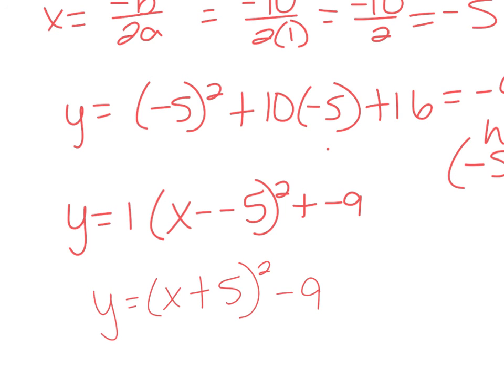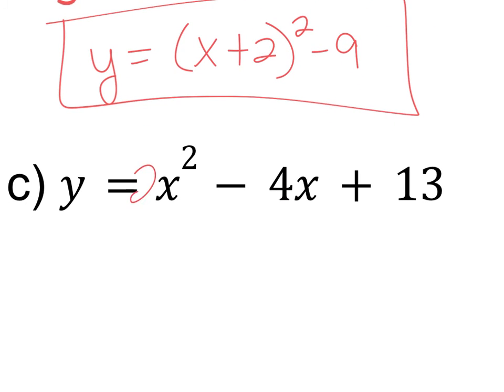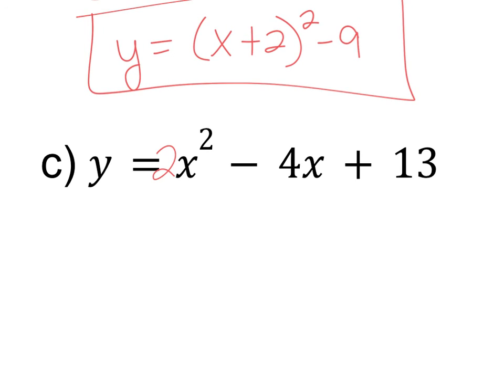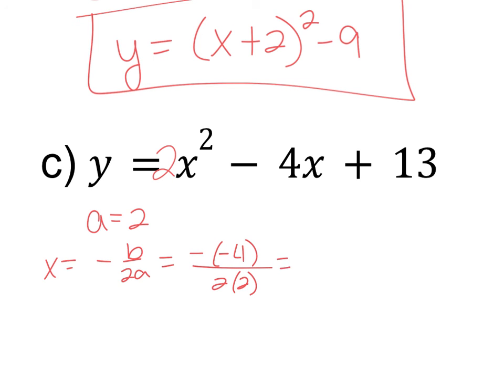Okay, I'm only going to do one more, but this time I'm going to throw in a 2. If your notes have a 2 in it, great. If they don't, add a 2 right there in front of that x squared, because I just wanted you to have one where the a is not 1. So your a is 2 on this one. Let's find the x. x equals negative b over 2a. So it'll be negative times negative 4 over 2 times 2. So that would be positive 4 over 4, which is just 1.